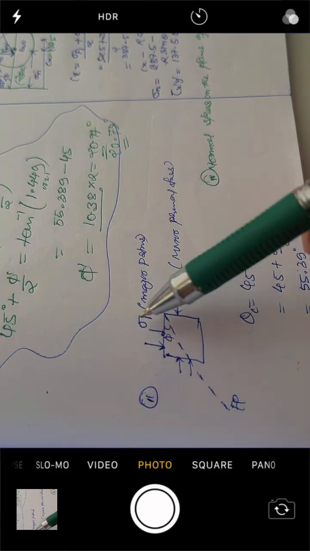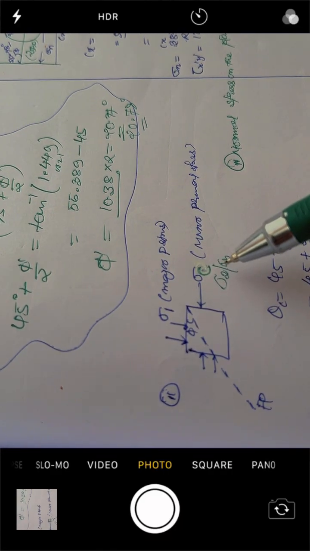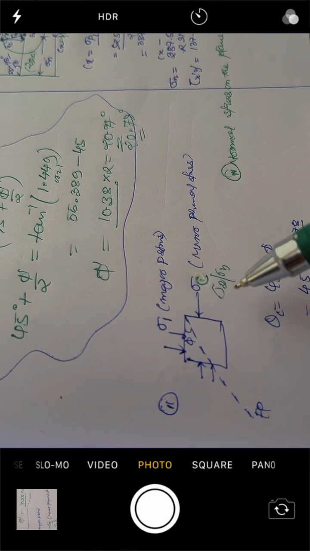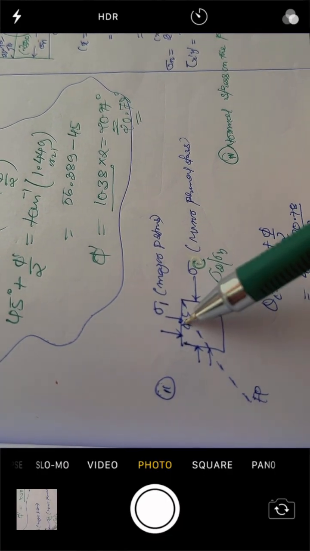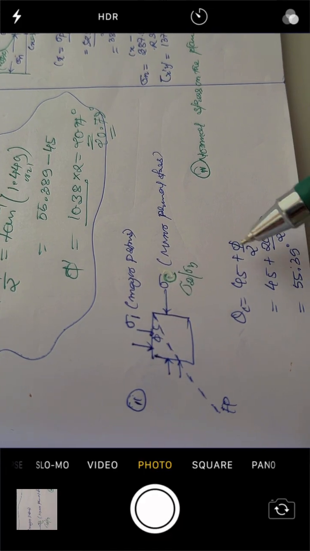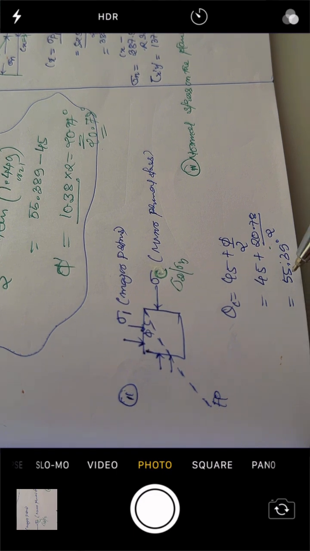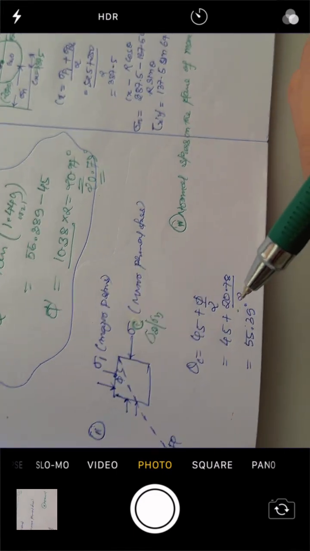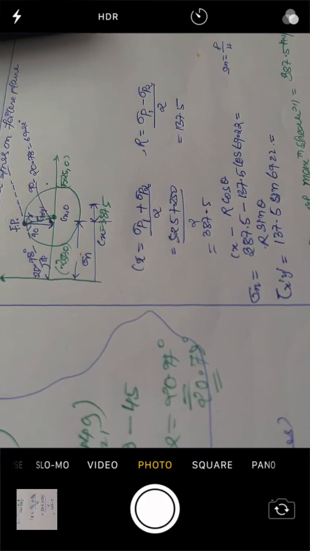This sigma vertically acting is the major principal plane, and this is my minor principal plane. This is my cell pressure, 203, and we know that this is my failure plane, this is my phi, and we know that it's 45 plus phi by 2, and we know the value of phi, it's 20.78. After solving this, we'll get theta c equals 55.39 degrees. Okay, we also got the value of the angle of the failure plane with respect to the major principal plane.